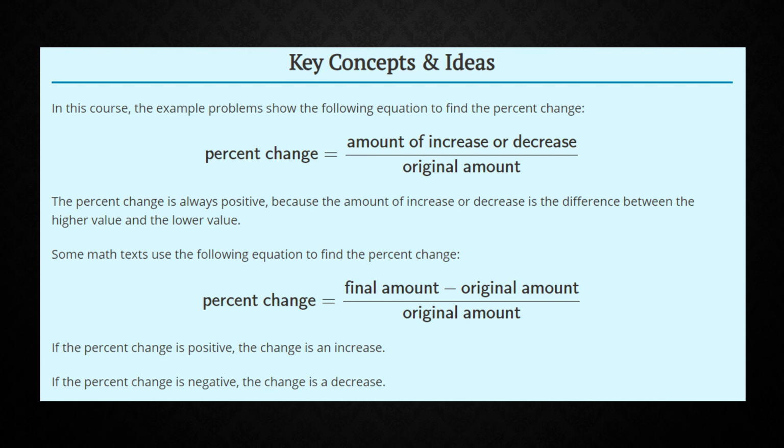The original price. So I would be taking my final amount, subtracting it from how much it was originally, and then dividing it by the original. And that is going to give us our percent increase or decrease. If you have a positive number, it is an increase. And if you have a negative number, it is going to be a decrease.